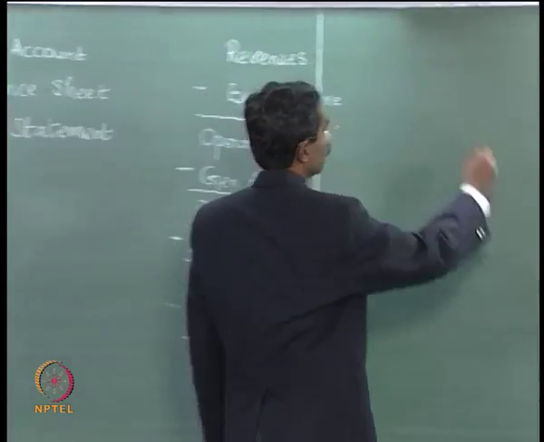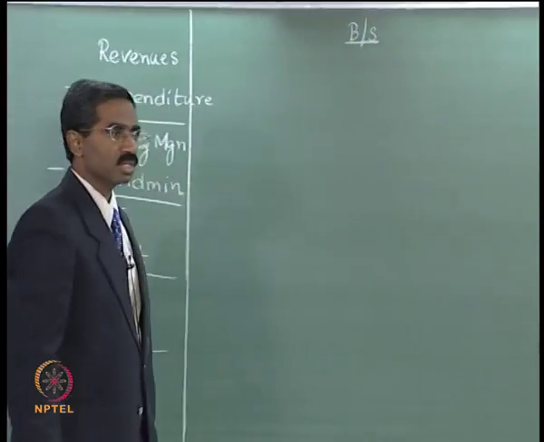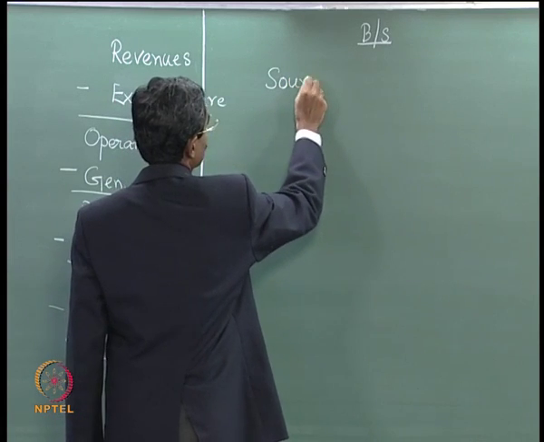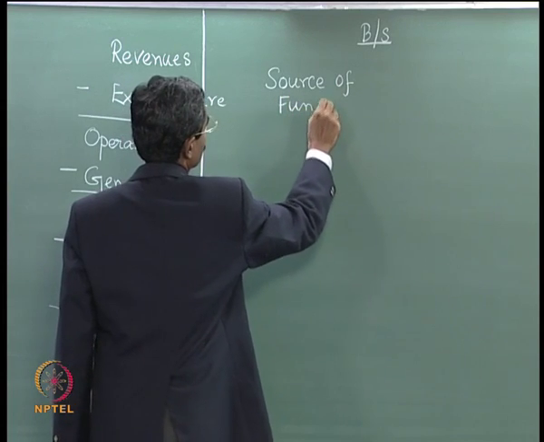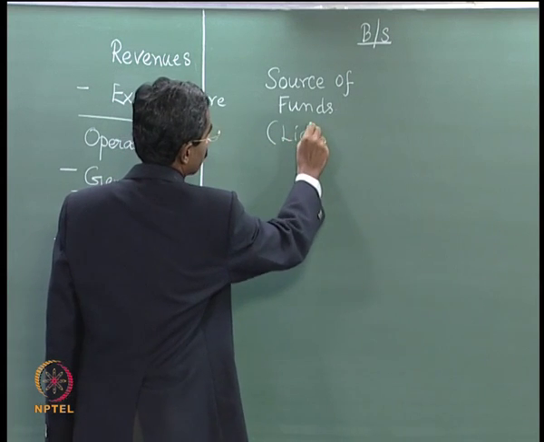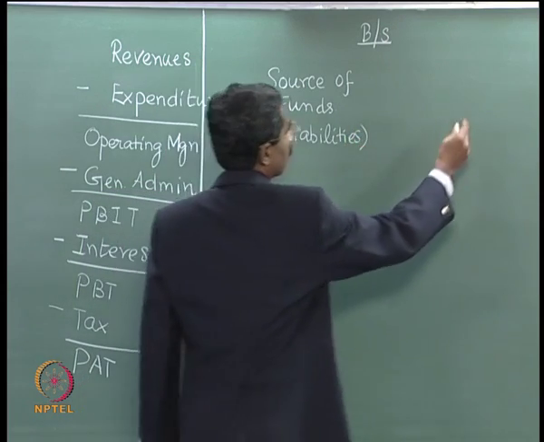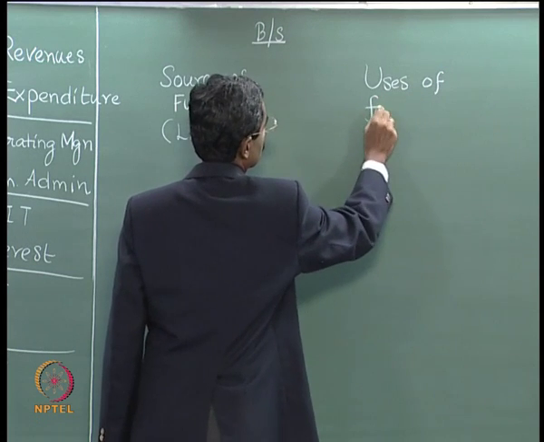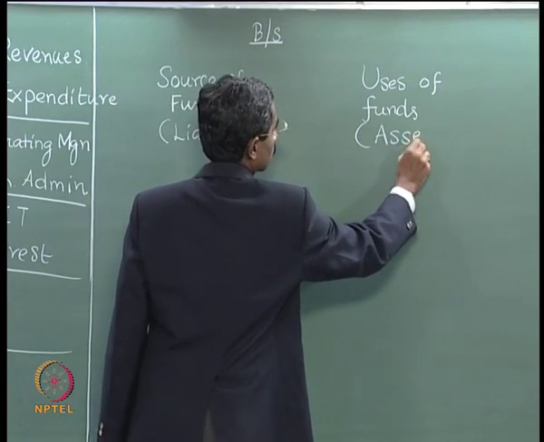Now let us look at your balance sheet. Balance sheet, if you remember, has two components. One is the source of funds, which is also called liabilities, and then we have uses of funds, which is also called your assets.